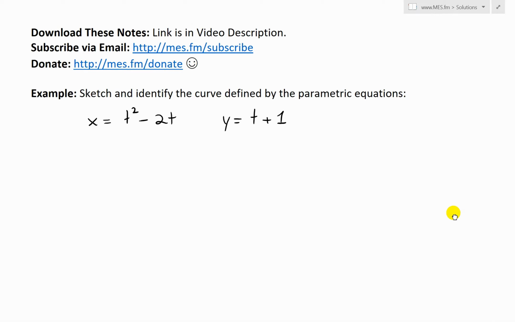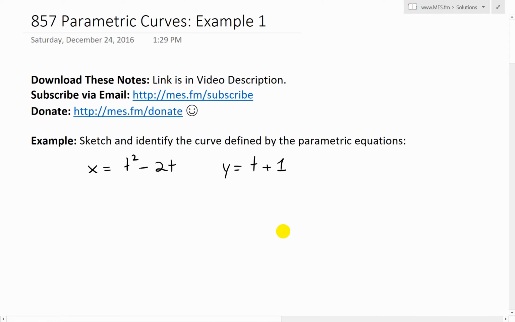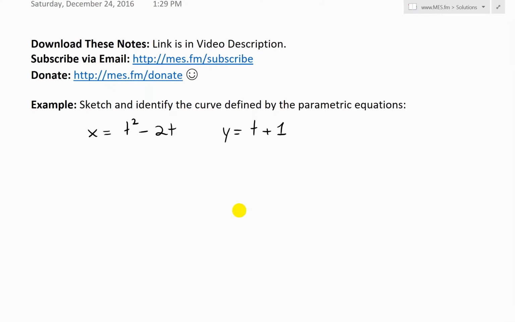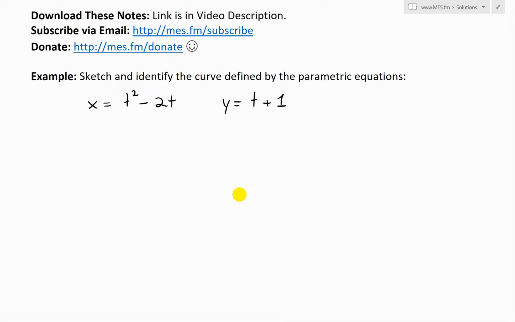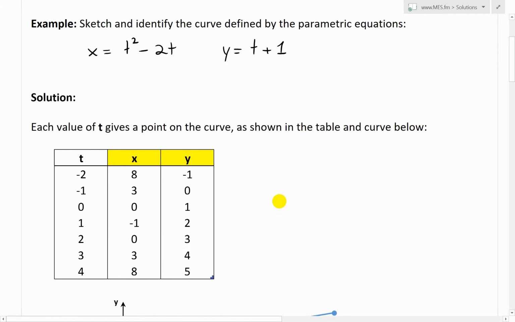Now, since both of these functions, x and y, are functions of t, we can go about graphing this by basically just setting some points for t, and then seeing how the x and y's change, and then plotting the x and y coordinates. So here is the solution to it that I went over.